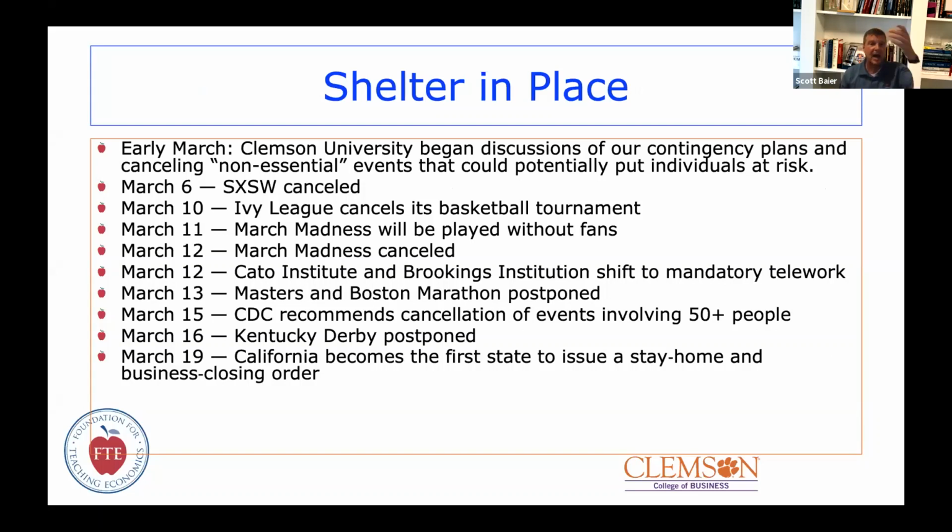I had a couple conferences that were to be held in Clemson. We canceled those in early March. South by Southwest was canceled. March Madness was canceled. Cato canceled some things. The Boston Marathon, Kentucky Derby, all of these things were canceled without shelter in place. So again, the idea here is markets in many ways will shelter in place naturally. I don't want to get sick, so I'm not going to go out. I don't want to make my customers and employees sick, so I'm going to reduce my economic activity.